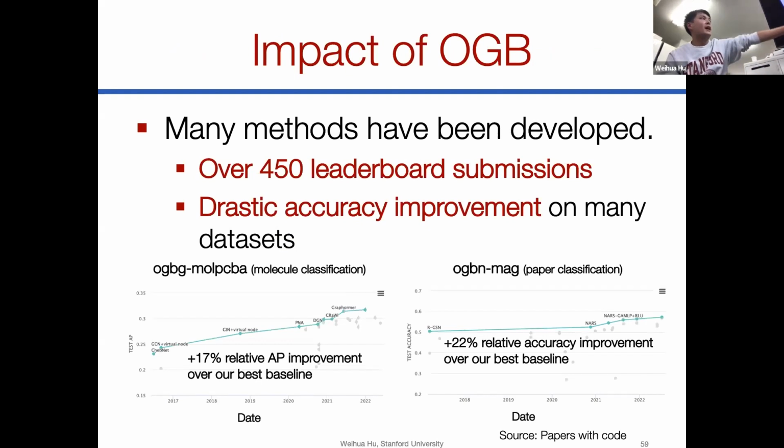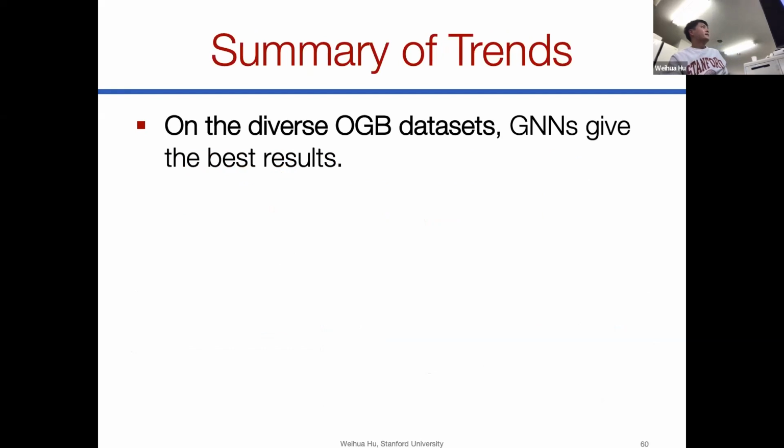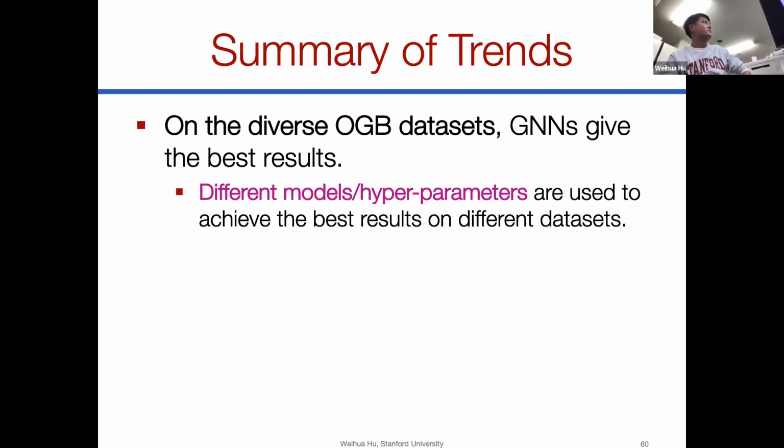Here I'm showing you the accuracy improvement on two of our datasets, and you can see a similar trend to the ImageNet curve. Over time, better methods have been developed to achieve better and better performance. We're really excited about this. So I'm going to summarize the trends that we've seen in these OGB datasets.